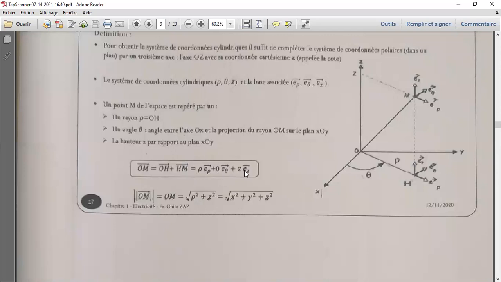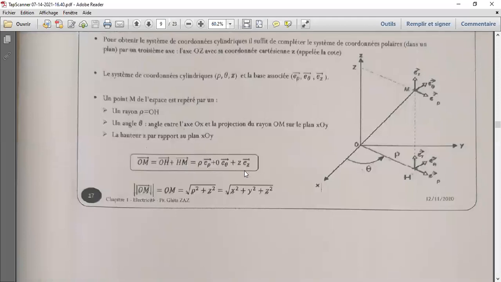What I'm saying is that cylindrical coordinates are the polar coordinates where we're just adding a Z. That's all. When I say cylindrical coordinates, just imagine the polar coordinates. If they have told you to find the position vector of M, just imagine polar coordinates. If you know the formula for polar coordinates, just add Z, plus Z EZ. Then you have your formula.